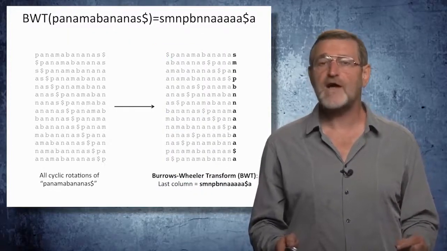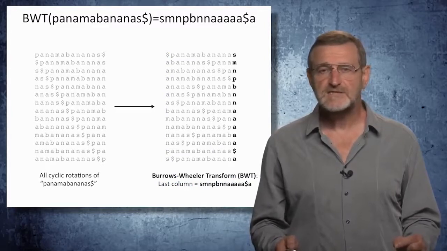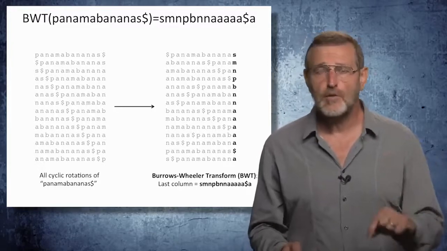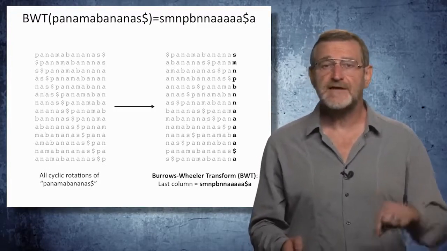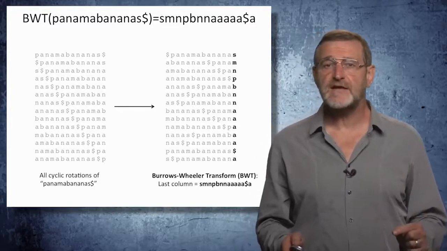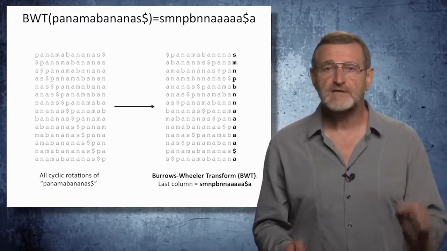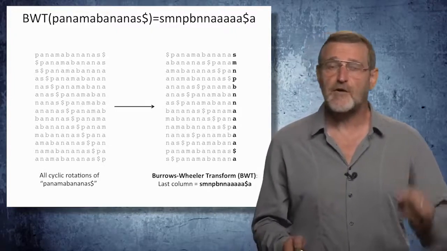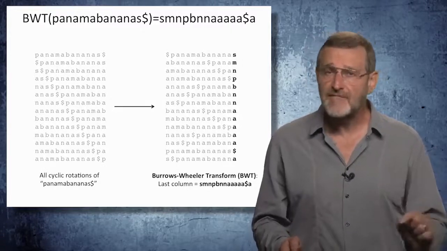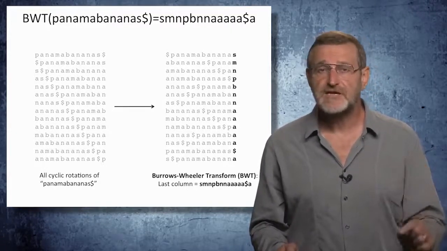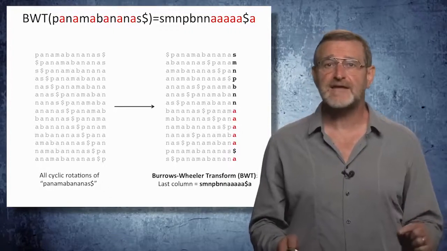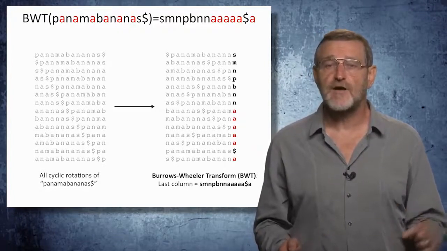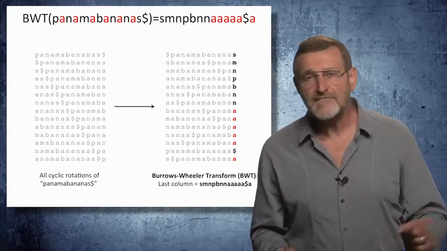You may be wondering why we are doing this, but look at this strange thing. If we look at the last column of the resulting array, and the last column of the resulting array is called the Burrows-Wheeler Transform of the text, you will notice that our original string Panama bananas didn't have many runs. The Burrows-Wheeler Transform of this string actually has many runs. For example, here's a run of 5 a's in the Burrows-Wheeler Transform of our original text. How have we achieved it?